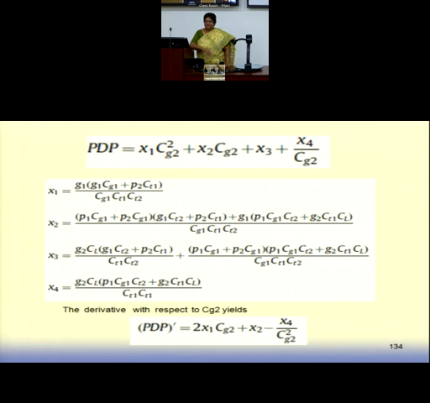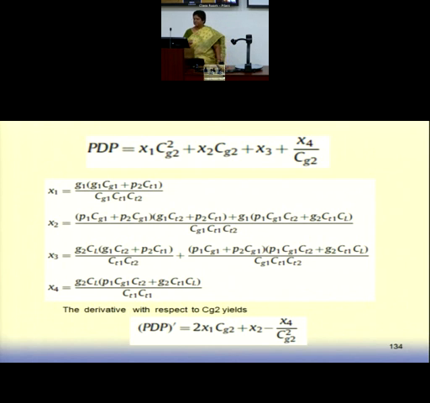PDP minimum now. I am saying power minimization is not my criteria. My criteria is PDP. So earlier I was getting it as G1 H1 for minimum power. I am now modifying that criteria for PDP. So what is that condition, or what is that optimum expression for CG2, for which PDP is minimum?